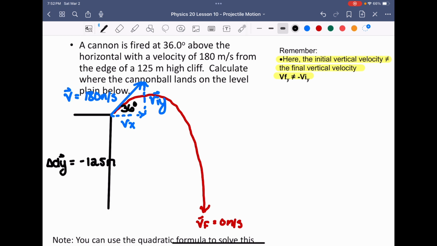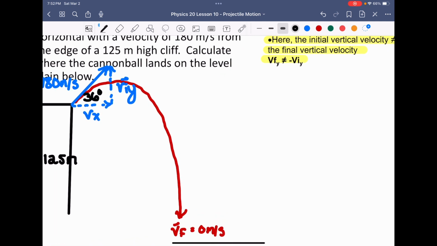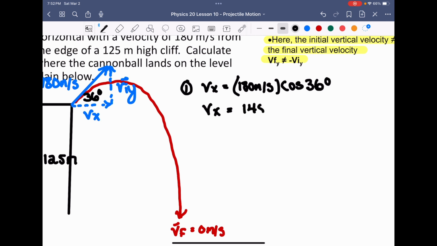The first piece of this is to get our Vx and our VIY, or break it into components using our lesson 789 material. So step number 1, when I break this into components, I realize Vx is in the cosine position, or the adjacent over hypotenuse. So Vx is equal to 180 meters per second, bracket, cos of 36 degrees. Therefore Vx is equal to the magnitude, and I'm going to try and hold on to as many decimals as I can, 145.62 meters per second.